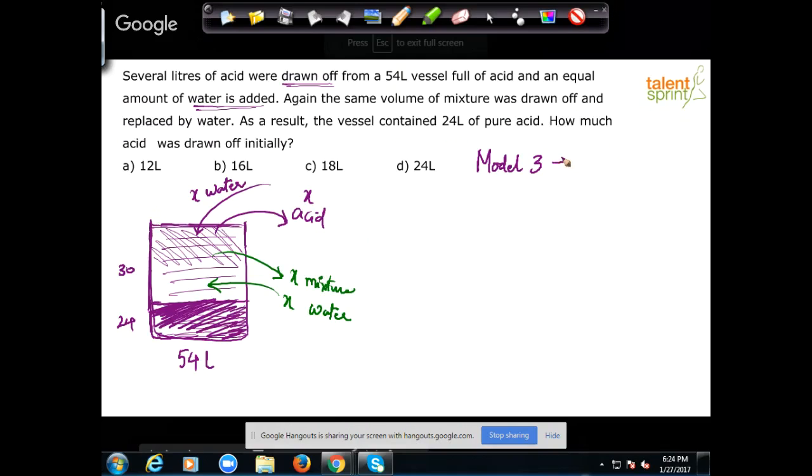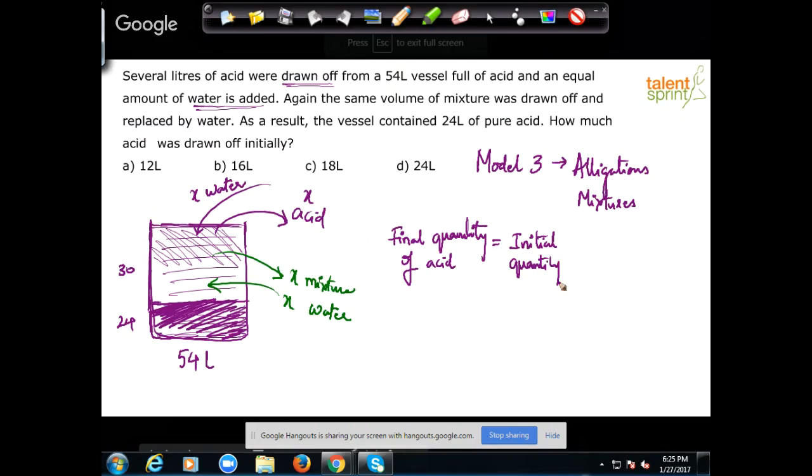Model 3 from this topic of allegations and mixtures, right? Where we have covered such questions. So the basic equation that you need to remember here is final quantity of, I'll use final quantity of acid because we're talking about acid here. Final quantity of acid will be equal to initial quantity into 1 minus removed quantity. I'm not using any variables here. I'm just using the terms properly so that it's easy for you to follow, right?